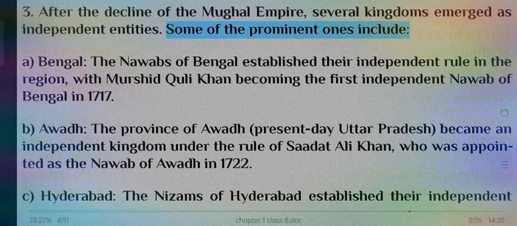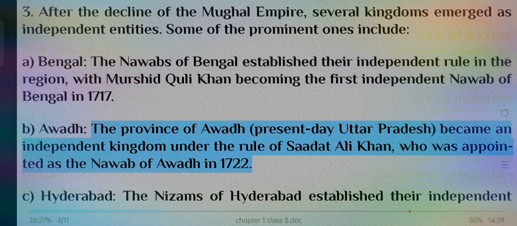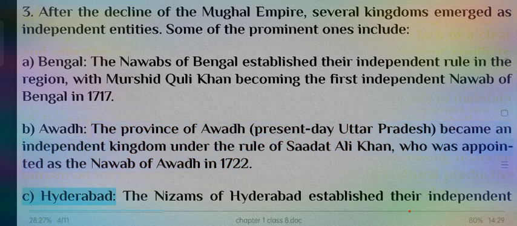Some of the prominent ones include A. Bengal. The Nawabs of Bengal established their independent rule in the region, with Murshid Quli Khan becoming the first independent Nawab of Bengal in 1717. B. Awadh. The province of Awadh, present-day Uttar Pradesh, became an independent kingdom under the rule of Saadat Ali Khan, who was appointed as the Nawab of Awadh in 1722.